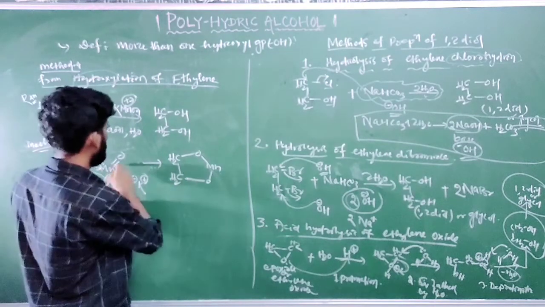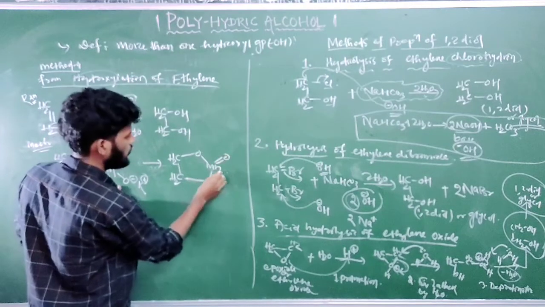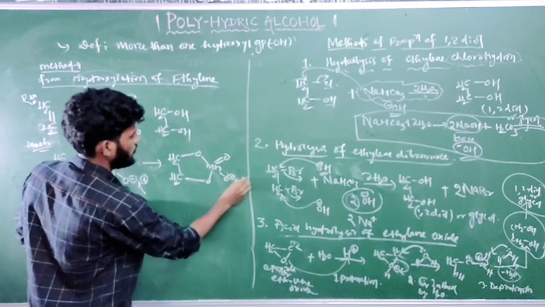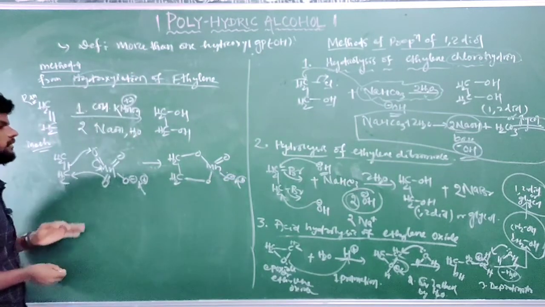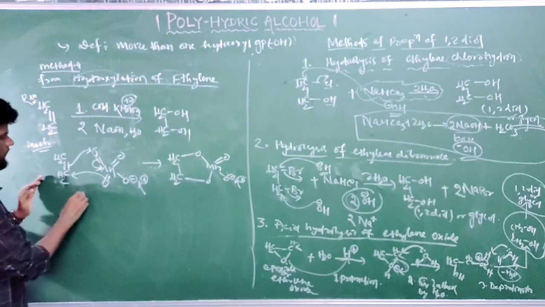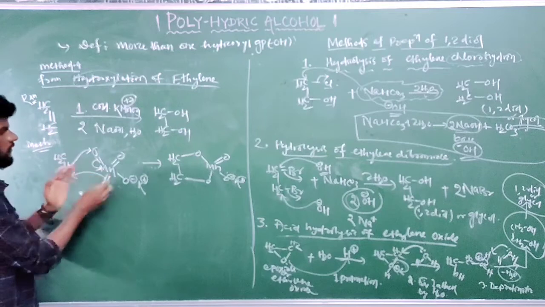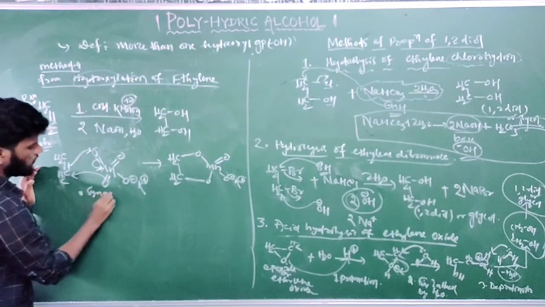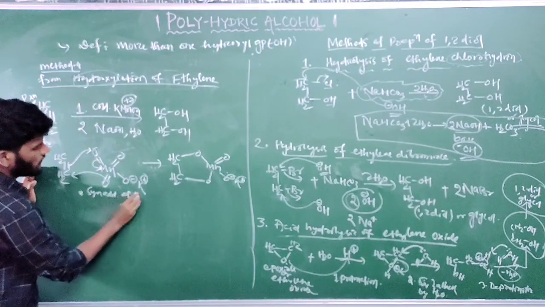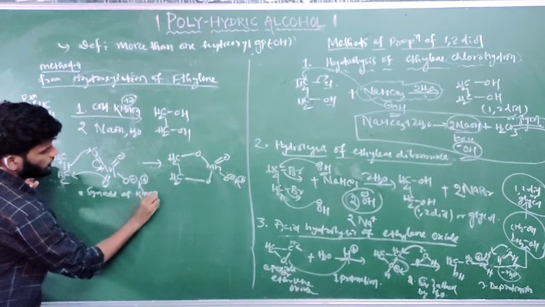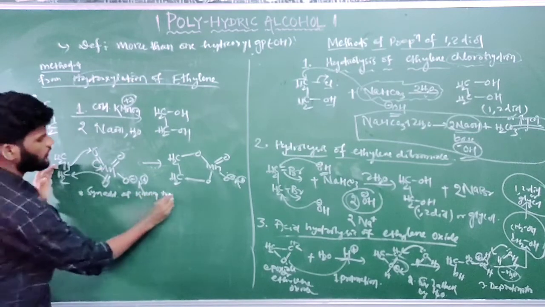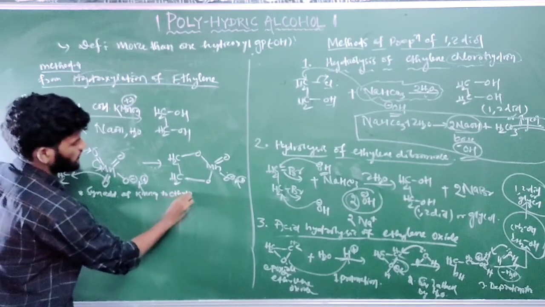Okay, and double bond O, here O minus K plus. So this step you can write as what? Syn addition, means same side addition of KMnO4. Syn addition of KMnO4 to ethylene molecule, to ethylene.